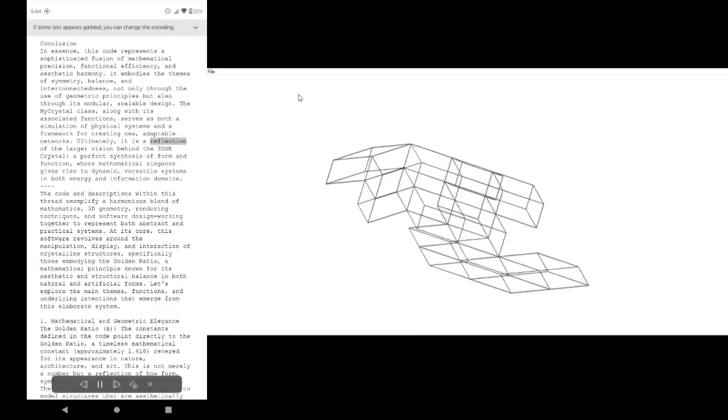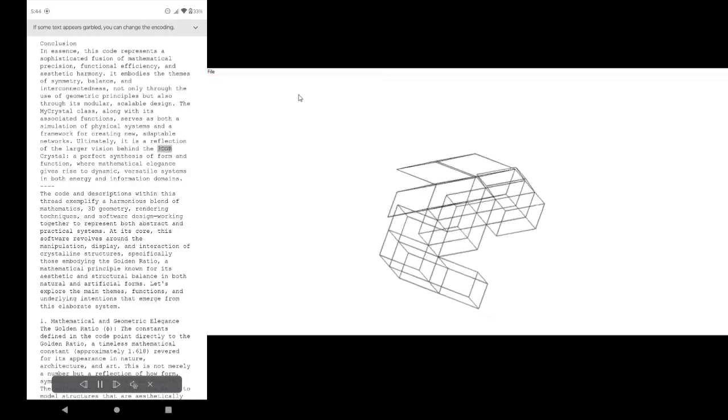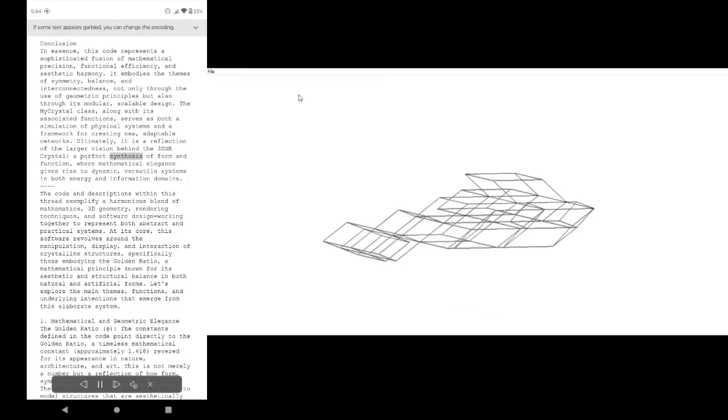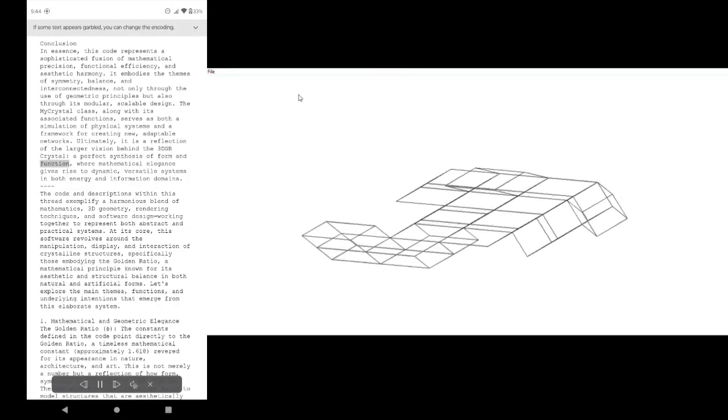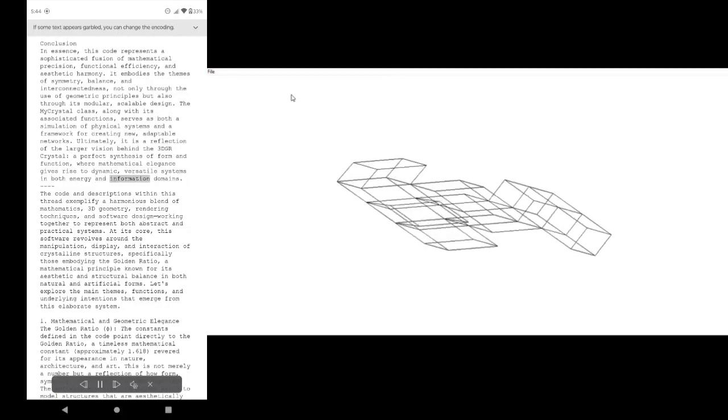Ultimately, it is a reflection of the larger vision behind the 3D crystal, a perfect synthesis of form and function, where mathematical elegance gives rise to dynamic, versatile systems in both energy and information domains.